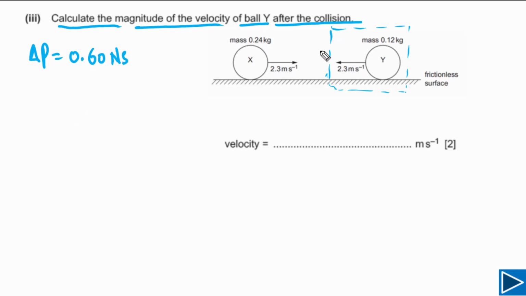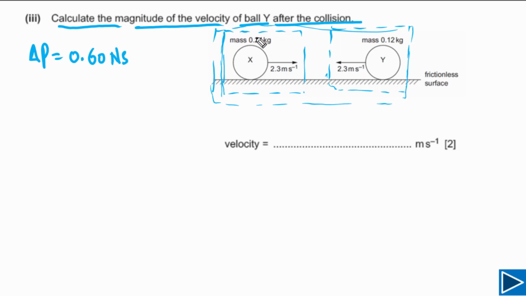Now, if you look at these two balls, ball y and ball x, this is the momentum of these two balls before collision, the momentum of this ball and the momentum of this ball. And this surface is frictionless and there is no net external force acting on this system. This is our system we have defined. So it means that there is no change in momentum of the system, the total momentum of the system remains constant.